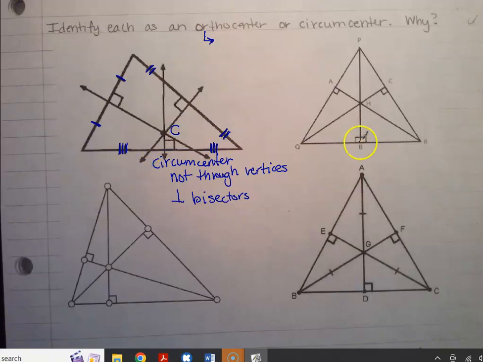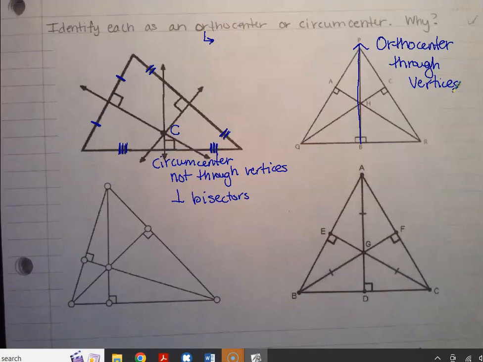The orthocenter, okay, because this one is perpendicular, but it goes through the vertex. So this is an orthocenter. So it's through the vertices, which means what are those lines called? They're not perpendicular bisectors, but altitudes. Good. So these are altitudes. Okay, how about the next one?